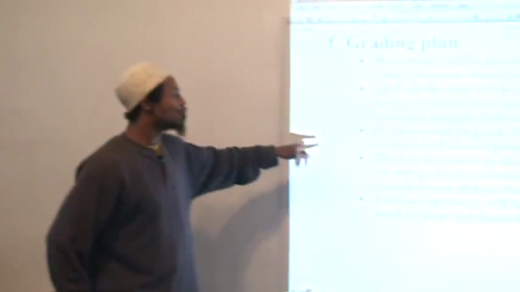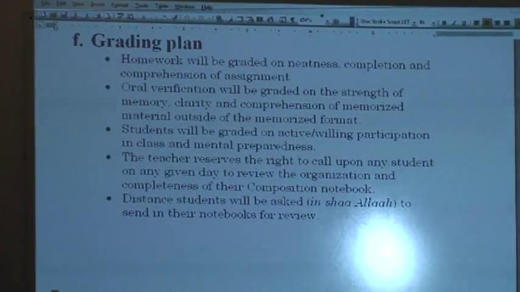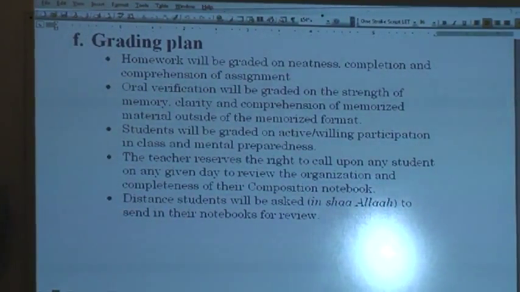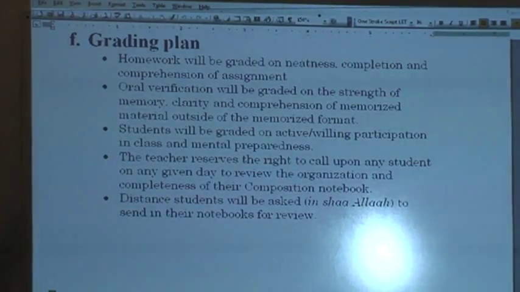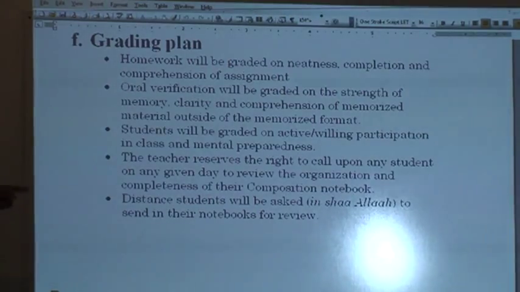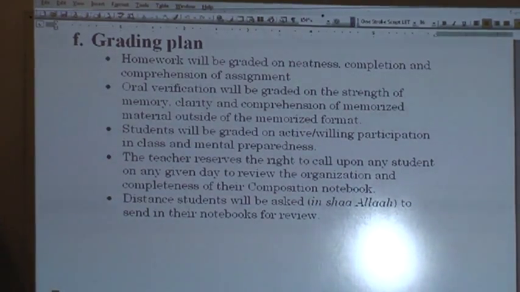Inshallah. So it says, students will be graded on active, willing participation in class and mental preparedness. That's clear. You have any questions about that? Anybody sleeping in the class and drooling and everything? The teacher reserves the right to call upon any student on any given day to review the organization and completeness of their composition notebook. This is your notes.